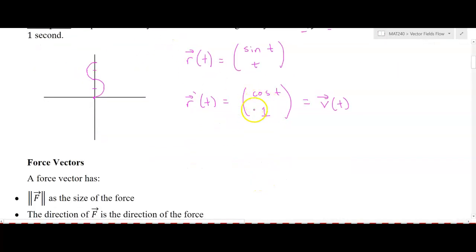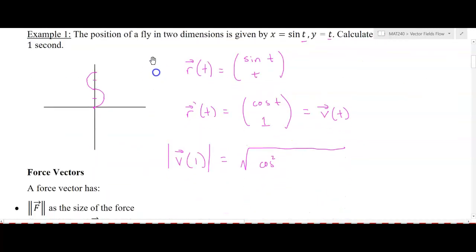So now if we compute its magnitude at t equals 1, so if I want to know what's the magnitude of the velocity at time 1, all I need to do is take the square root of the components squared, which in this case are functions. So cosine squared of, did we say 1 back here? At time 1 second. So cosine squared of 1, and then plus 1 squared. And this comes out to about 1.14.